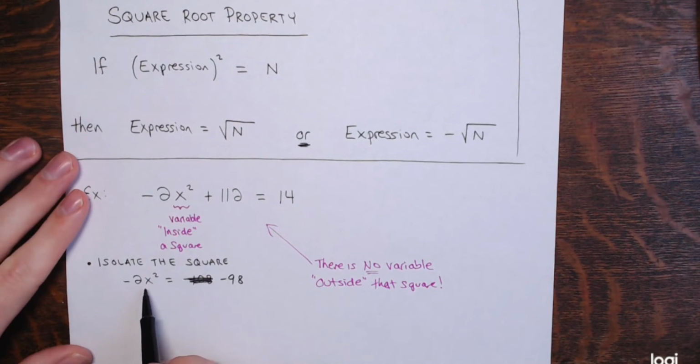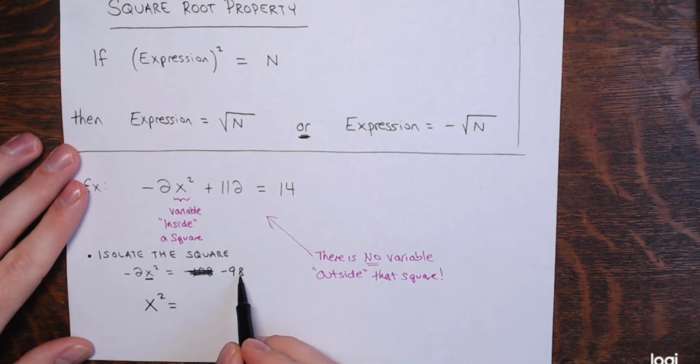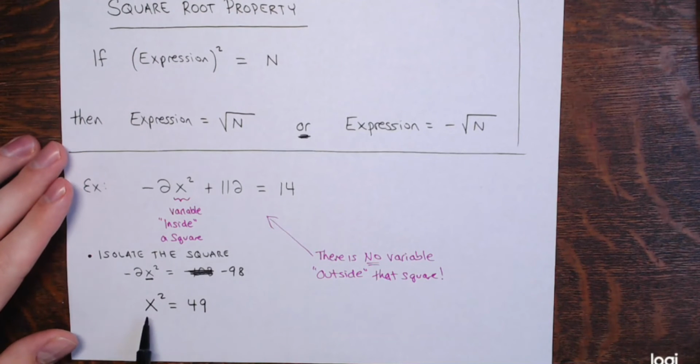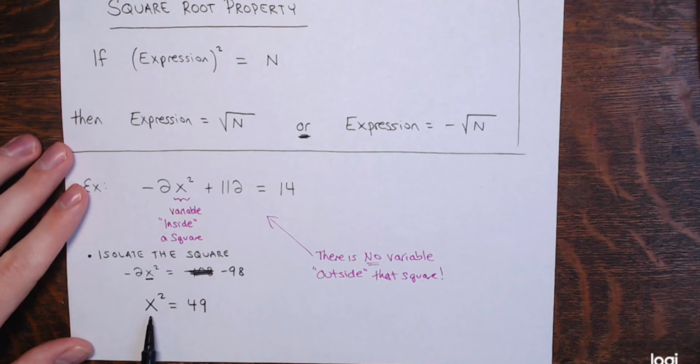And then again, you want to get the square alone, only the variable expression squared. So this negative 2 is not being squared. So I'm going to divide both sides by negative 2. And we get x squared equals, negative 98 divided by negative 2 would be positive 49. Now I have something that I can apply the square root property to. I have a variable expression squared on one side equal to a number on the other, just like I've written up here.